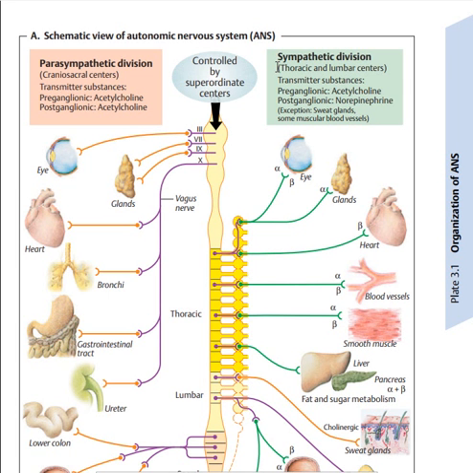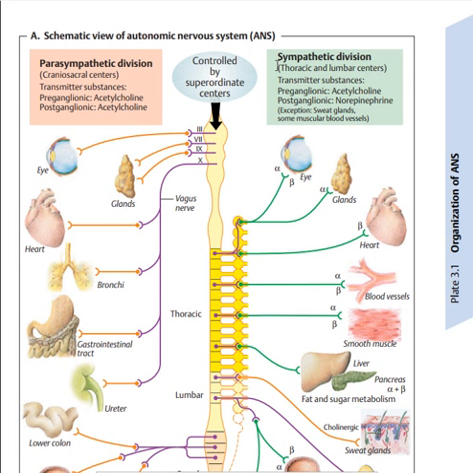Now the next point is that for the parasympathetic system, the ganglia are going to be closer to the target organs. While in the sympathetic system, the ganglia are going to be closer to the spinal cord, or further away from their target organ. These are different points that you need to visualize.